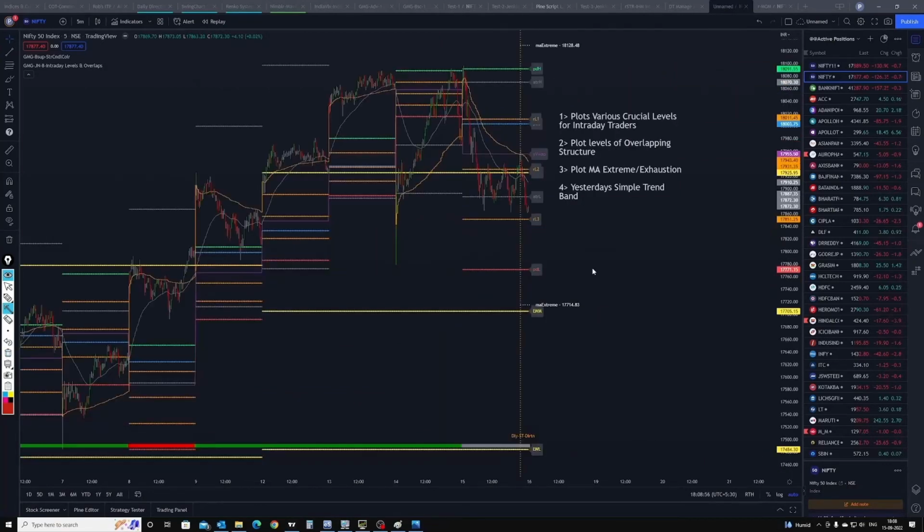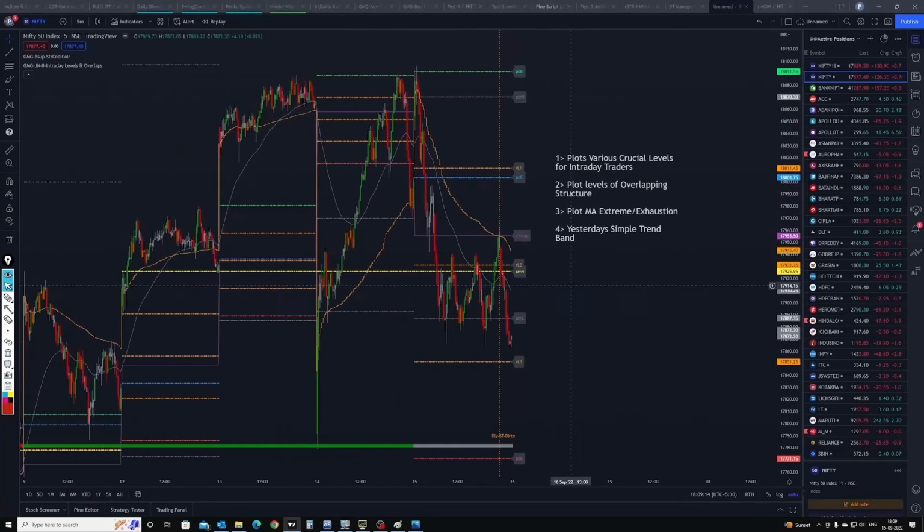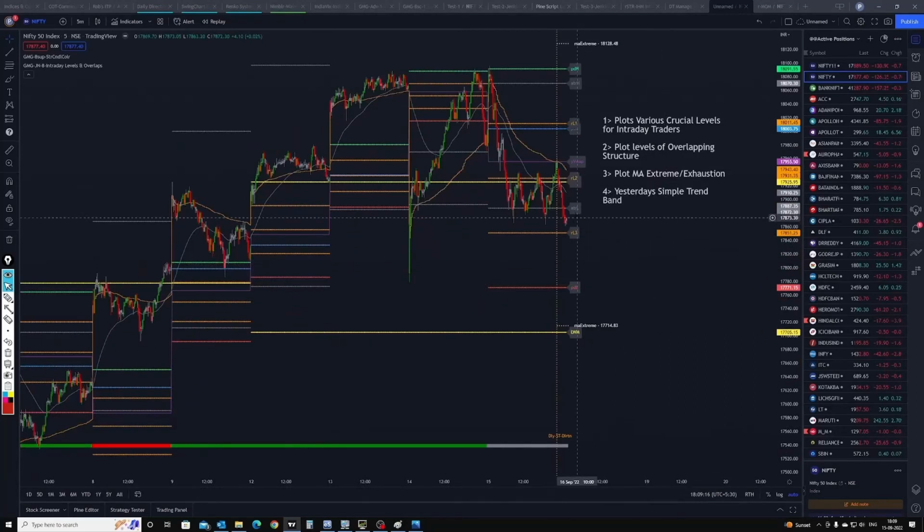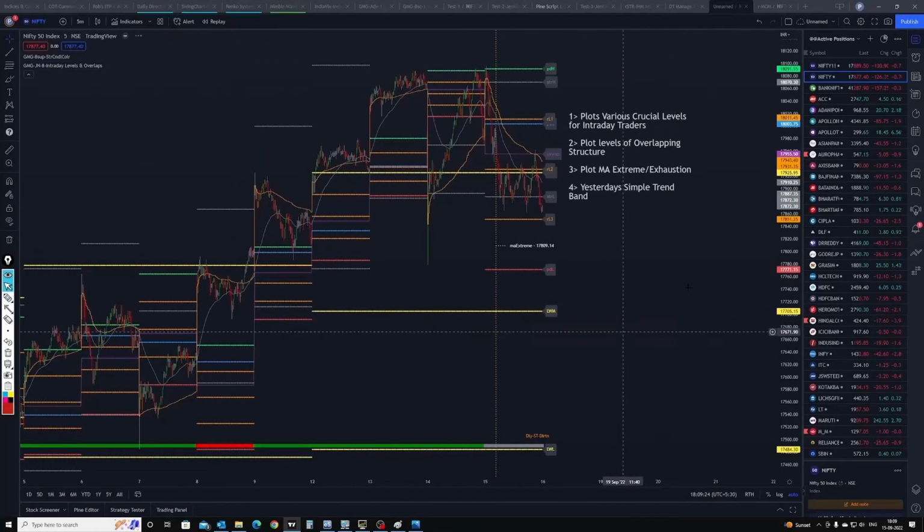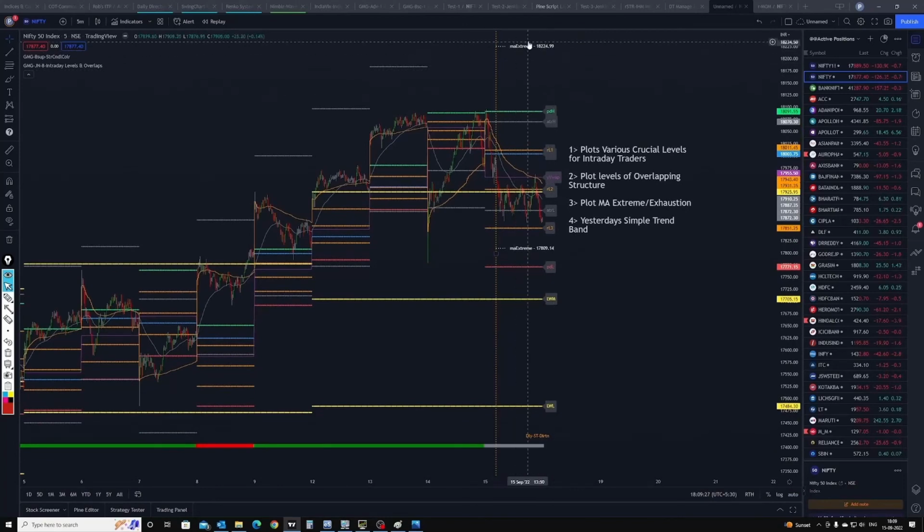One important thing to point out is that the moving average extreme is plotted both ways, on upside and on downside. When you place this anchor bar on a candle, it will plot the extreme on both sides. So if I place it on this bar, it will plot MA extreme on the upside here and on the downside here. So it is plotted both ways when you place a bar on a candle.